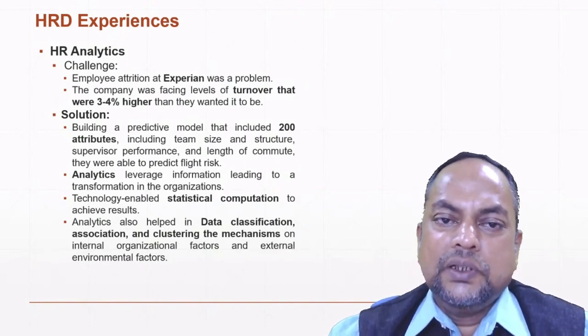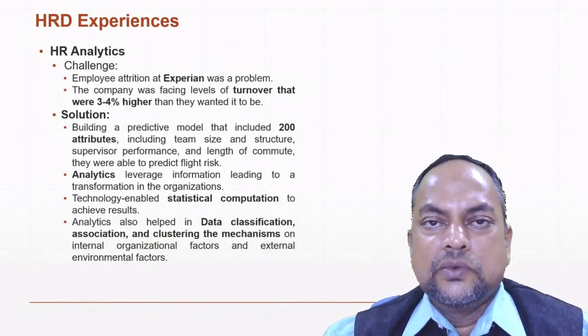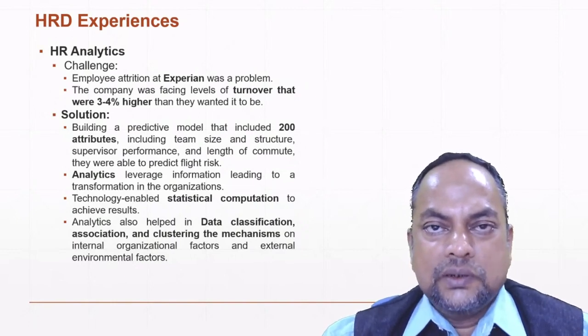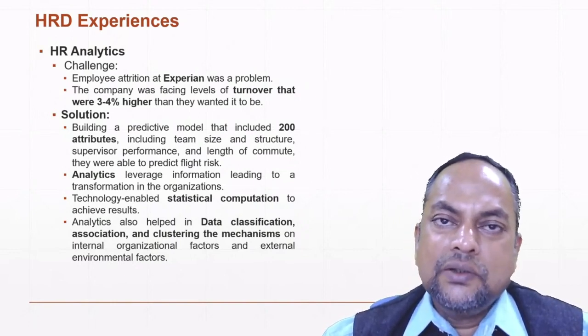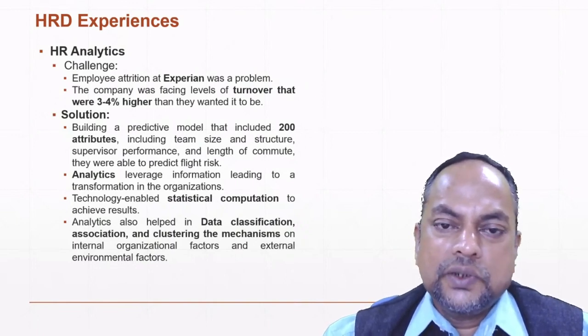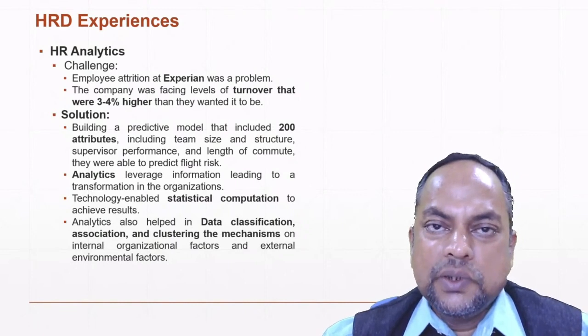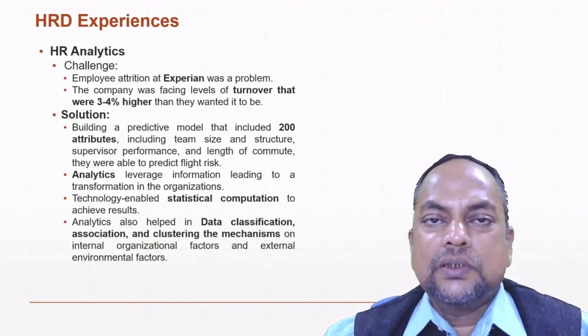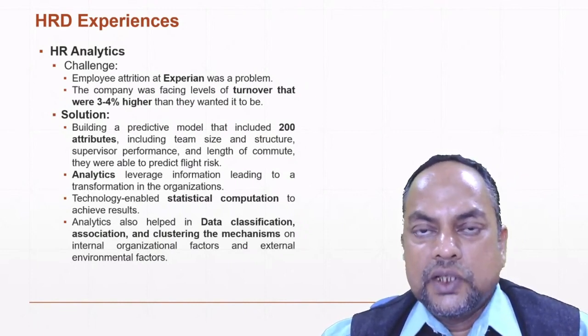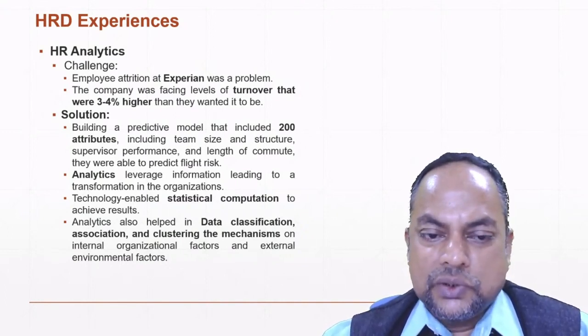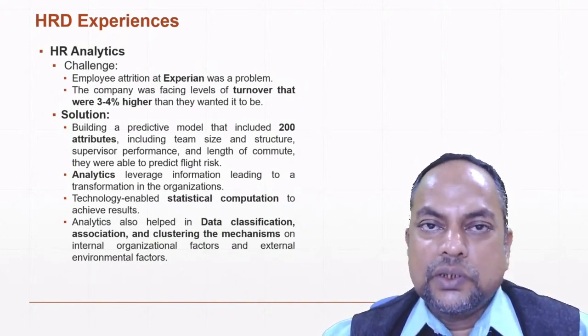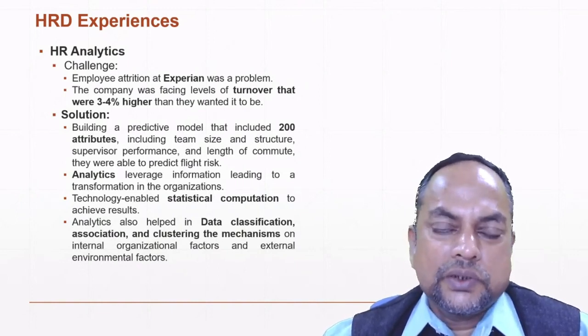That is it. At Experian, when they had a turnover more than the expected 3 to 4%, how to reduce that? Unless and until I have sufficient data, I cannot take a decision of my own. So the only thing that helps to implement all of those aspects is analytics, HR analytics itself, right? So data classification, association, clustering mechanisms, all of those things are included there to take proper decisions.